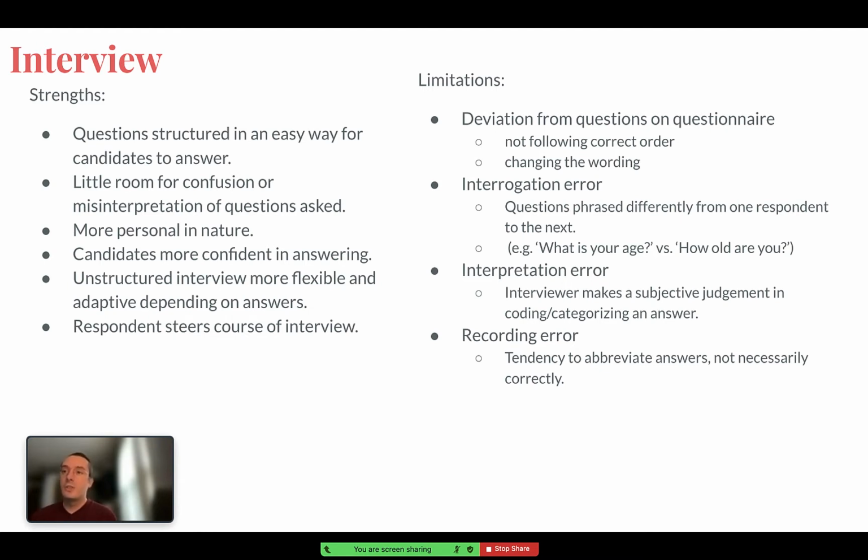There's an interpretation error that happens when the researcher has to make a subjective sort of judgment when coding and understanding an answer. And then there's a recording error that happens when we're transcribing or when we're collecting the data, and there's a tendency to abbreviate answers so it can influence the data that's collected.